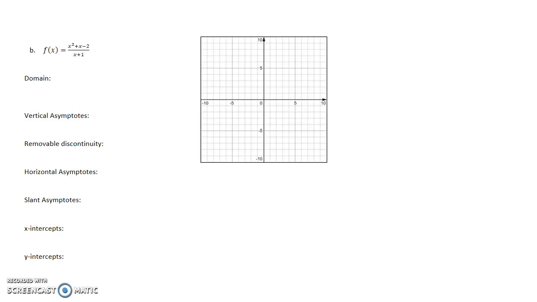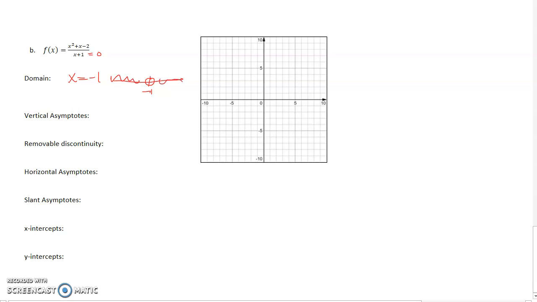Okay, and the last one we're going to take a look at here is f of x is equal to x squared plus x minus 2 divided by x plus 1. Let's start by finding the domain. We set the denominator equal to 0 and we solve it and we get x is equal to negative 1. Now that's the number I've got to leave out of the domain.